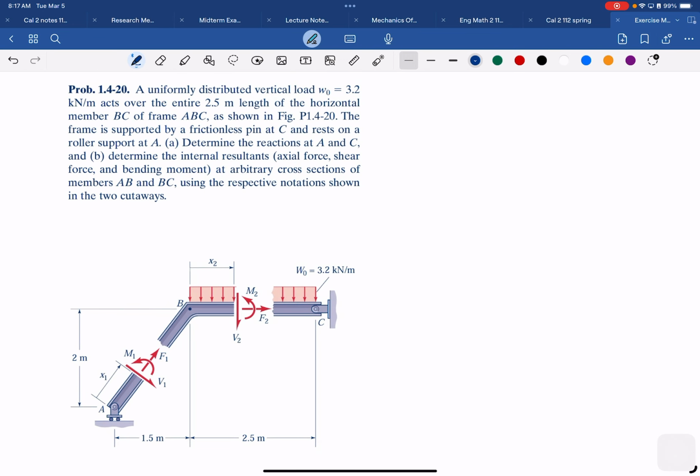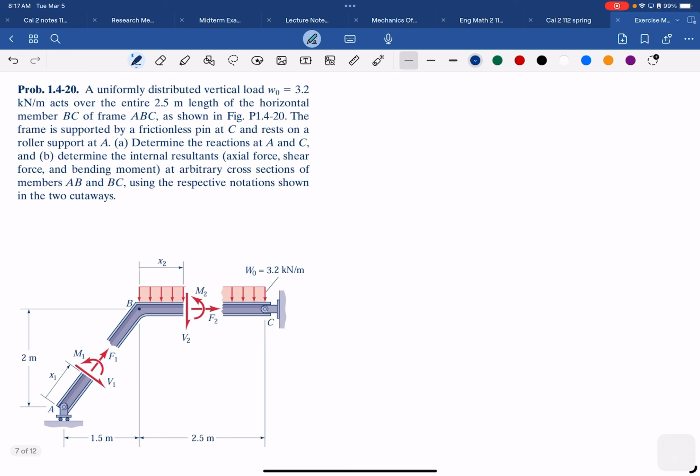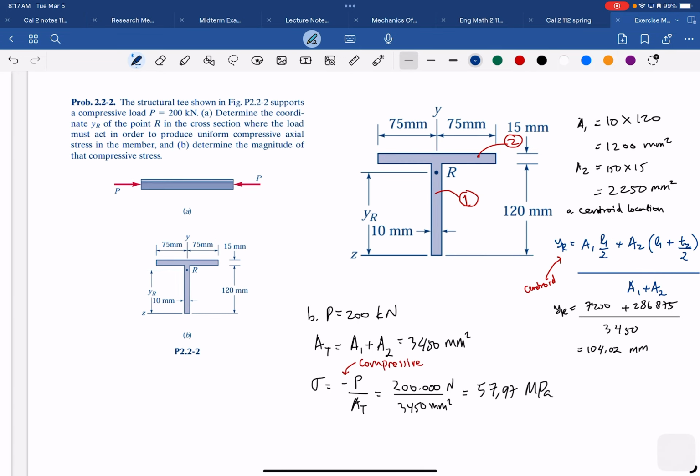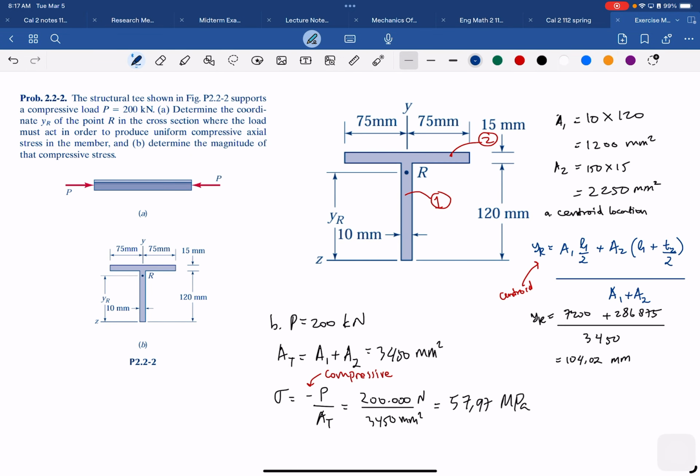This one adds force distributions here. I hope you get both calculations. And then I also did this, which is for chapter 2.